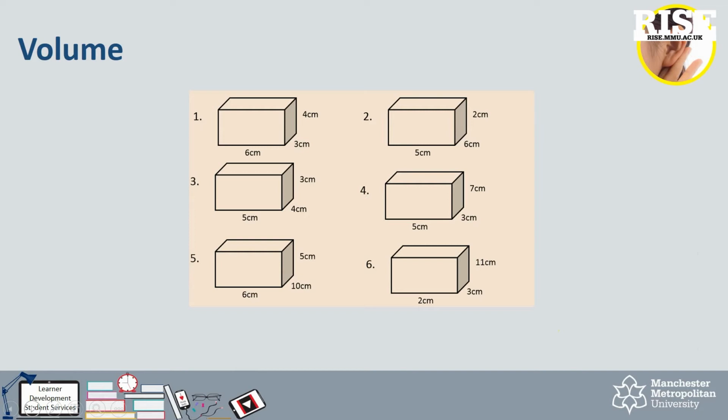Let's try and find the volume of these cuboids. For the first one then, it has the dimensions 6 by 3 by 4. So we just multiply them all together to find the total volume of that shape. It would be 72 centimetres cubed. Don't forget to put the units on. Pause the video then and have a go at the other 5 cuboids. When you're ready to go through the answers, press play.